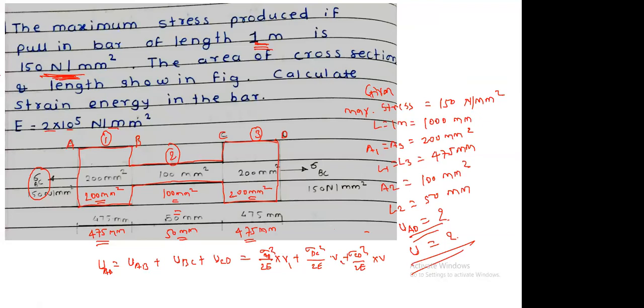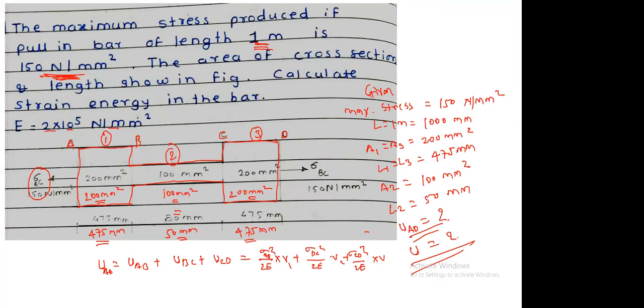Section 2. Section 2 is minimum, because if you see the area A1 for section number 1, it is 200 mm square. For section number 3, again it is equal to 200 mm square. But if you see the cross-sectional area of section 2, it is 100 mm square. That means the second section is having the minimum area.